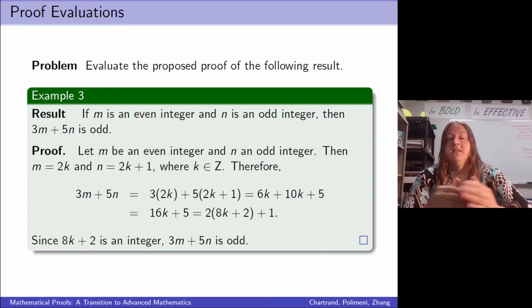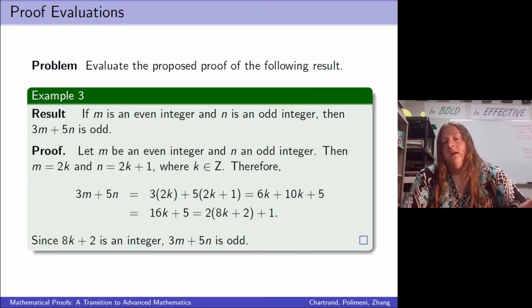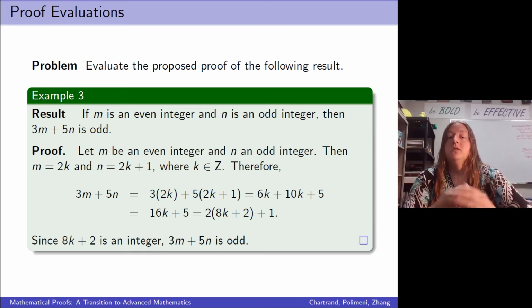Therefore, 3m plus 5n equals, and they do some arithmetic. I don't see any errors in their arithmetic, and they arrive at the conclusion that 2 times 8k plus 2, which is an integer, plus 1 is the solution. So that means that 3m plus 5n is in fact odd. This proof might seem convincing, and it is in fact a little more convincing than the previous one. However, it's not actually a ton more convincing.